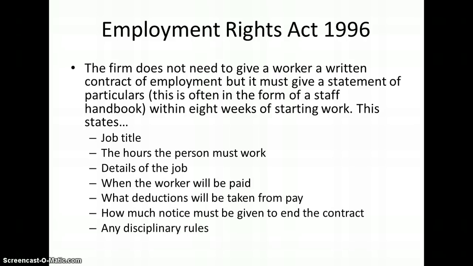It has to be within 8 weeks of you starting, and it will include the job title, the hours, when they'll be paid, what deductions will be taken, how much notice must be given, and any disciplinary rules. If you look at that list, that's what you would expect to find in a contract of employment as well. So in most cases, it is best to make sure that your new employees have a contract within 8 weeks of starting work. As soon as you have a contract, you're protected. You can take that contract to the trade unions we looked at before Christmas. You can see how much you're going to get paid and so on. And it gives you something to, if you need to, take the businesses to court.